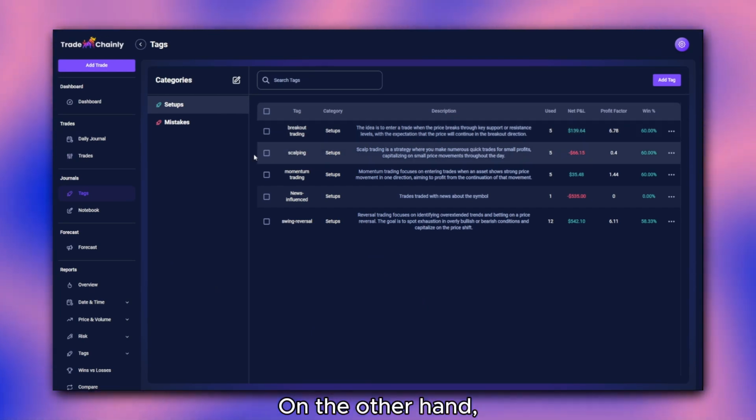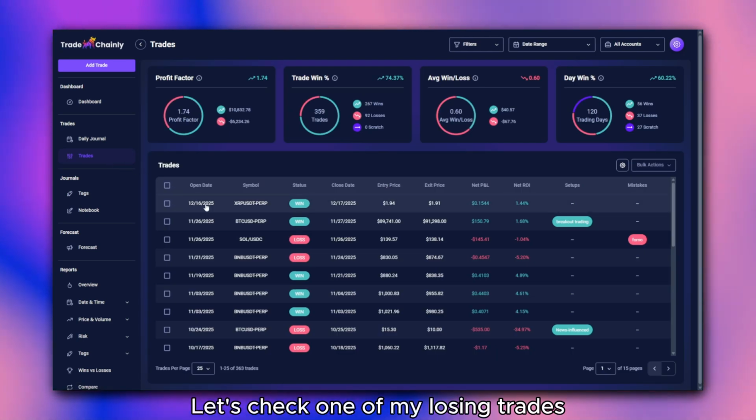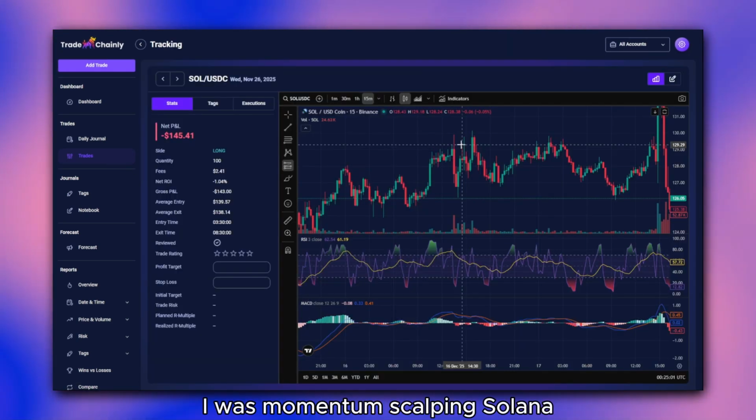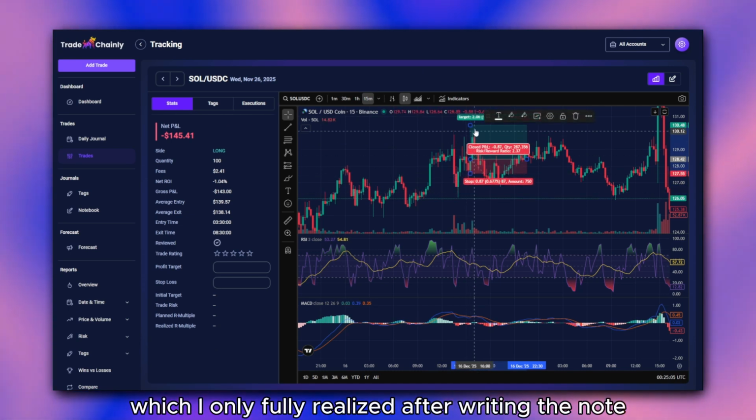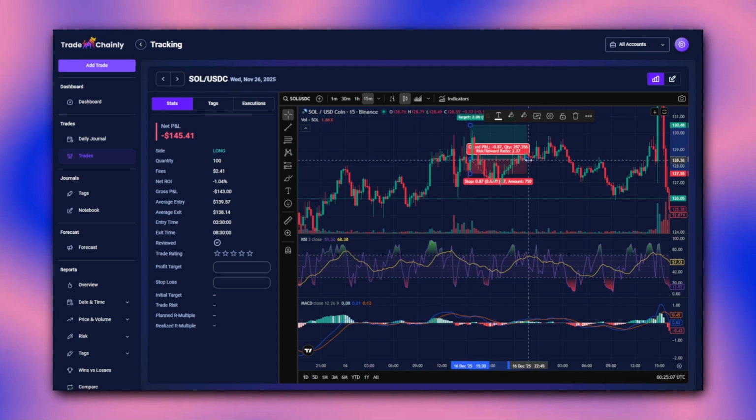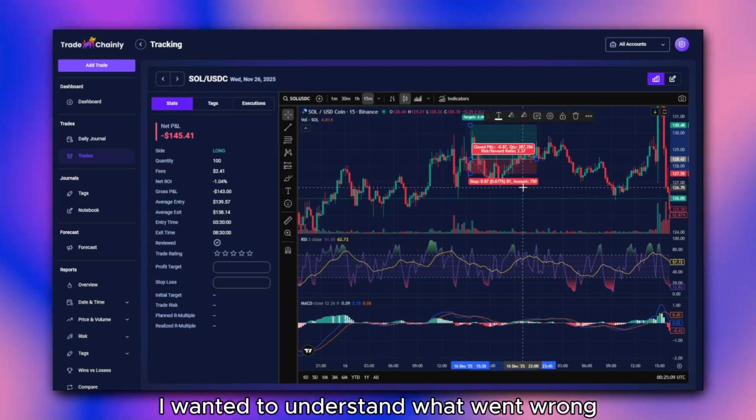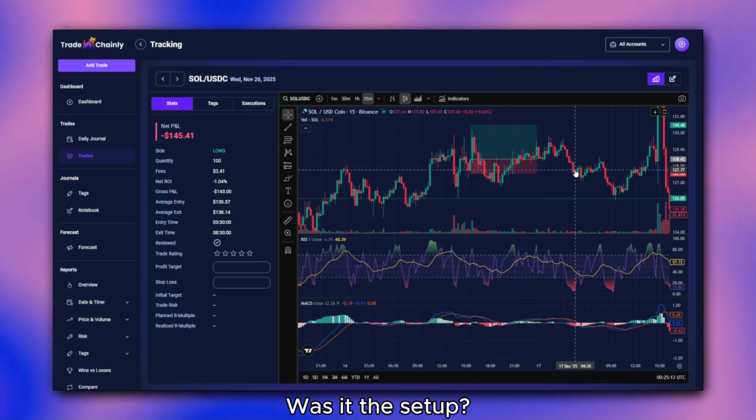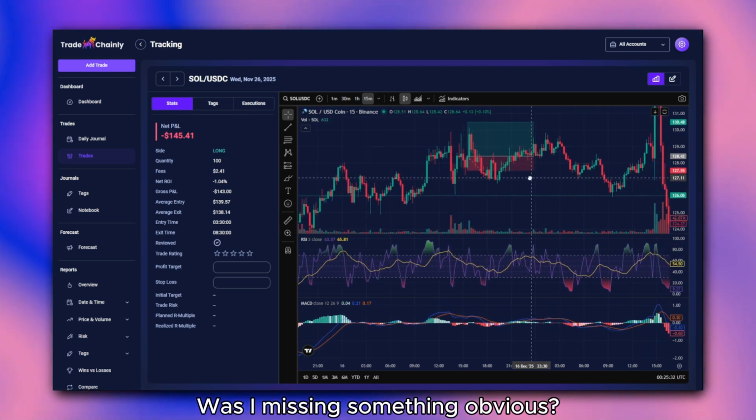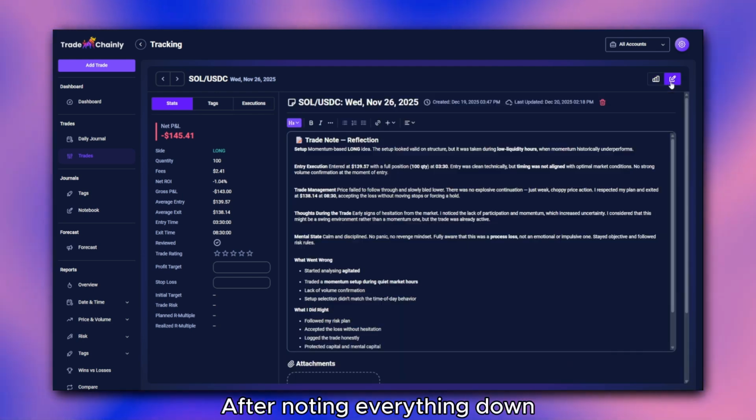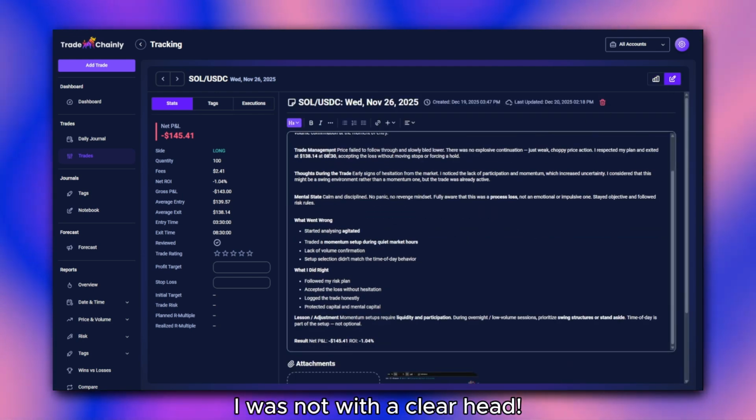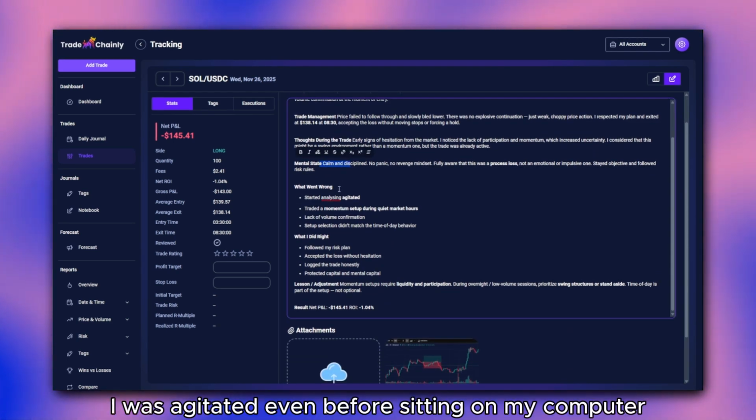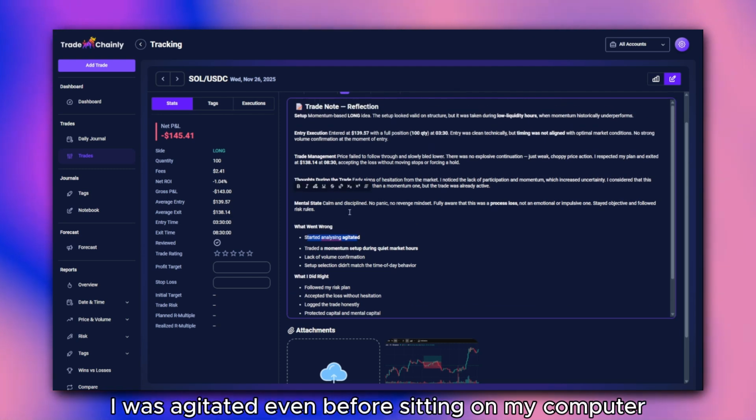On the other hand, let's check one of my losing trades. I was momentum scalping Solana, and made a pretty clear mistake, which I only fully realized after writing the note. I wanted to understand what went wrong. Was it emotional? Was it the setup? Was I missing something obvious? After noting everything down, I realized a few things. I was not with a clear head. I was agitated even before sitting at my computer.